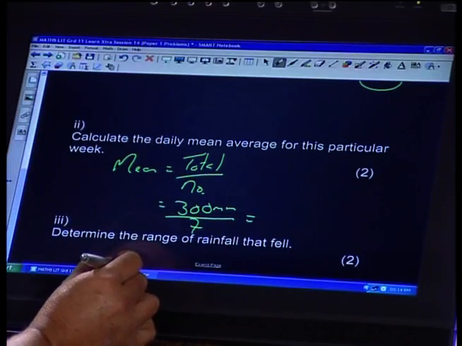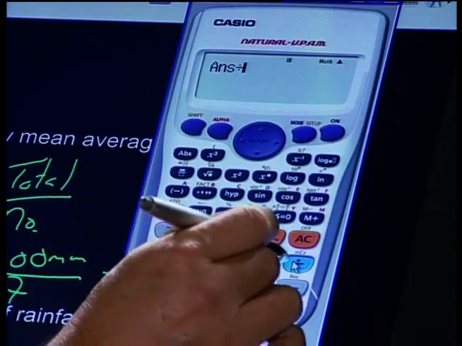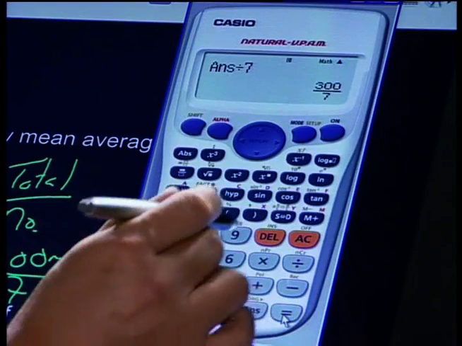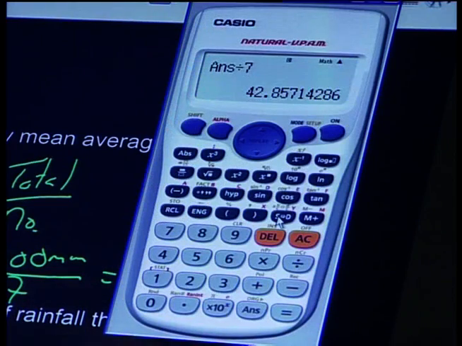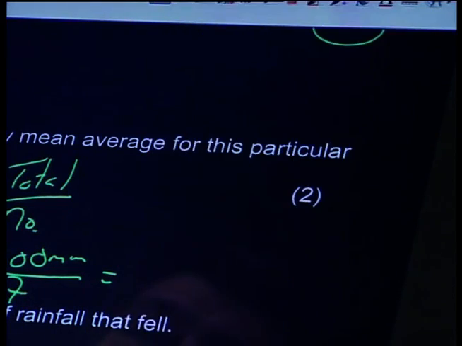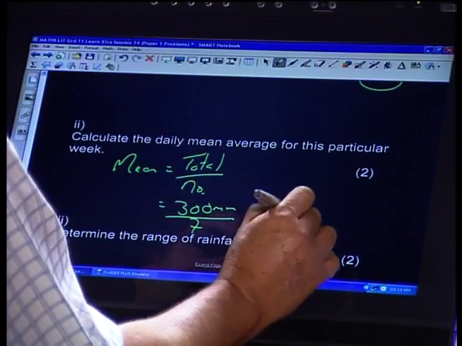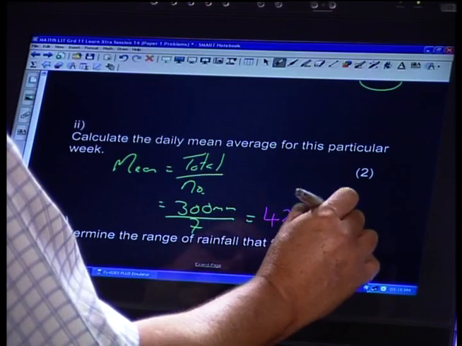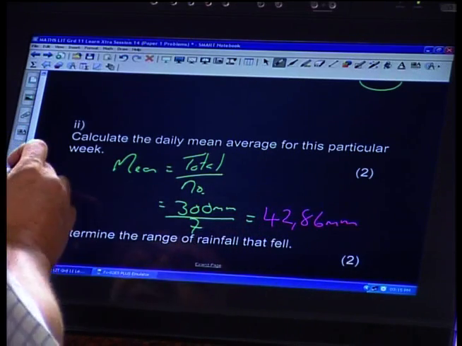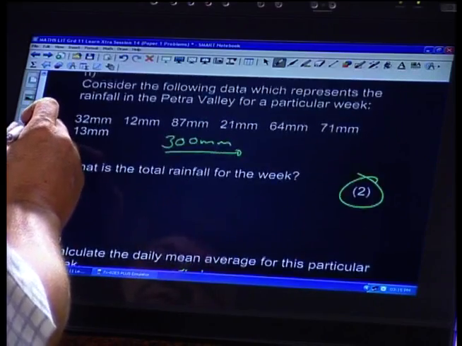So we're going to go on and we say, right, 300 divided by 7, and my answer now is going to be 42,86 mils. So that's the average rainfall per day.